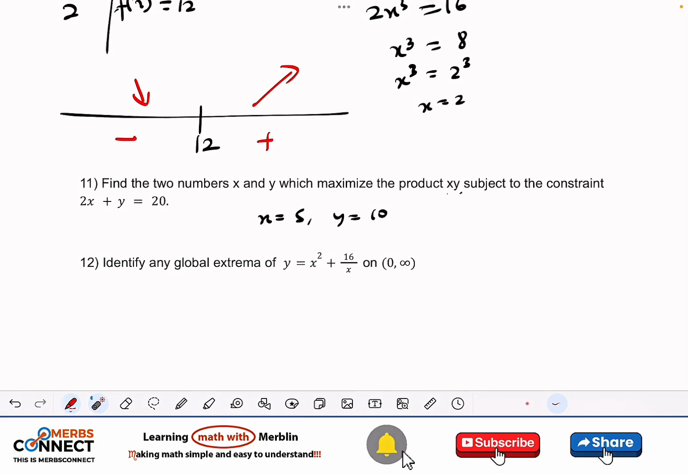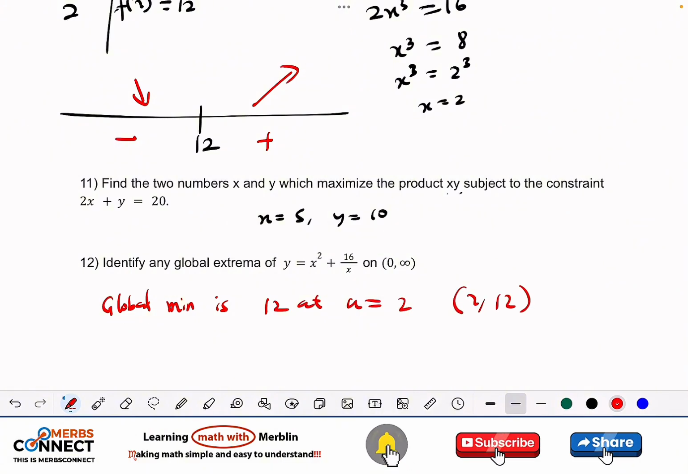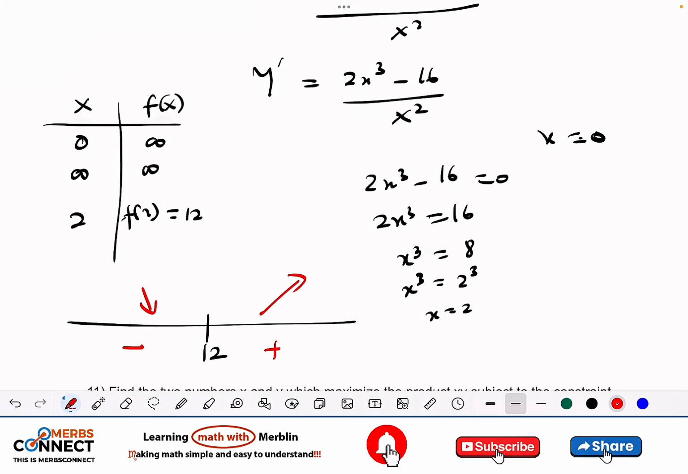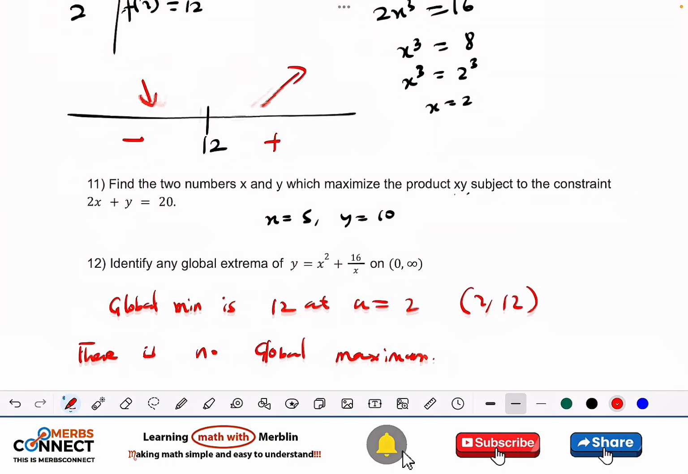So here we can say that the global minimum is 12 at x is equal to 2, or we can say 2 and 12. So we can see that there is no global maximum, because they are all giving us infinity on the bound, right? So we don't have any global maximum.